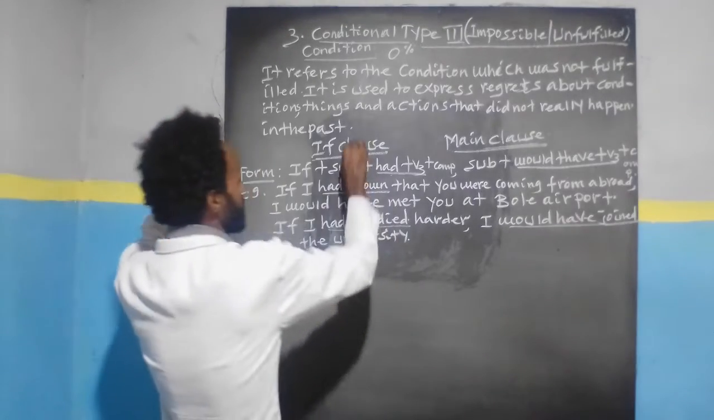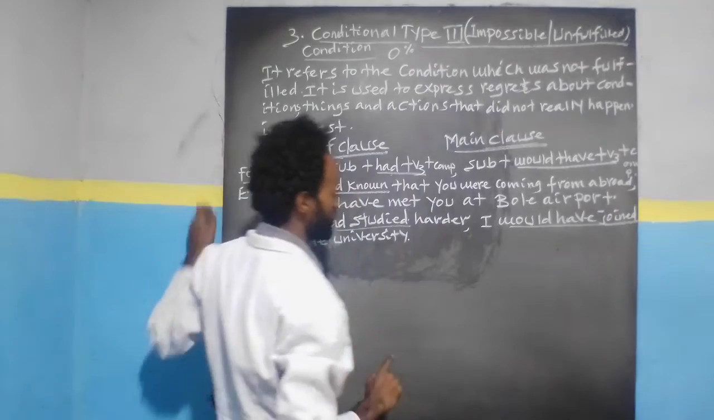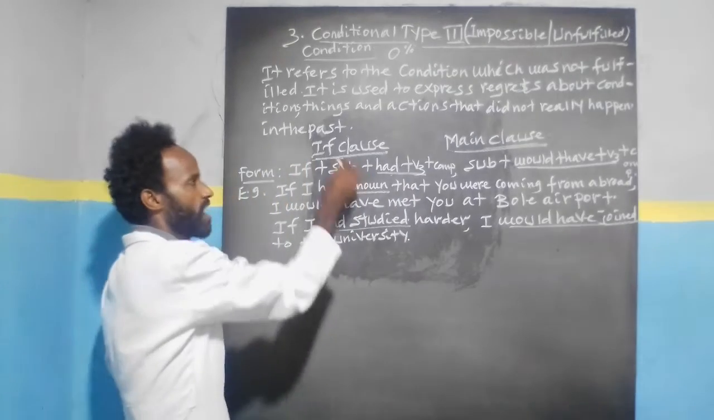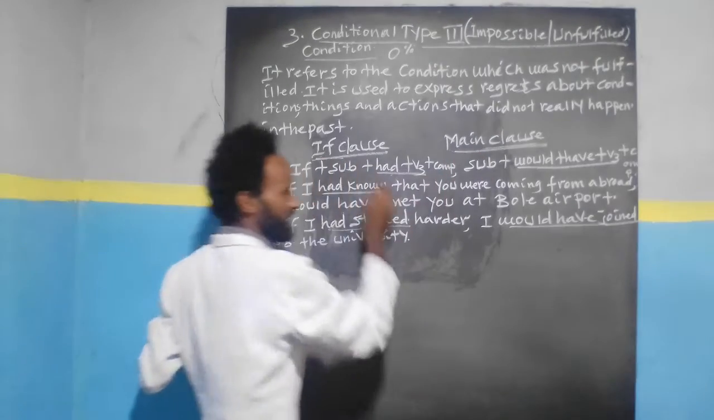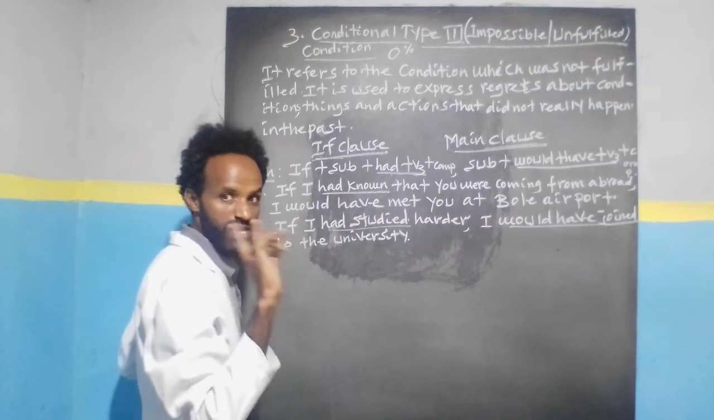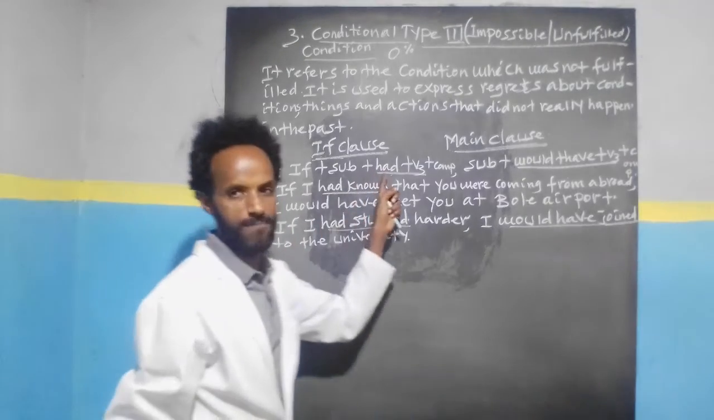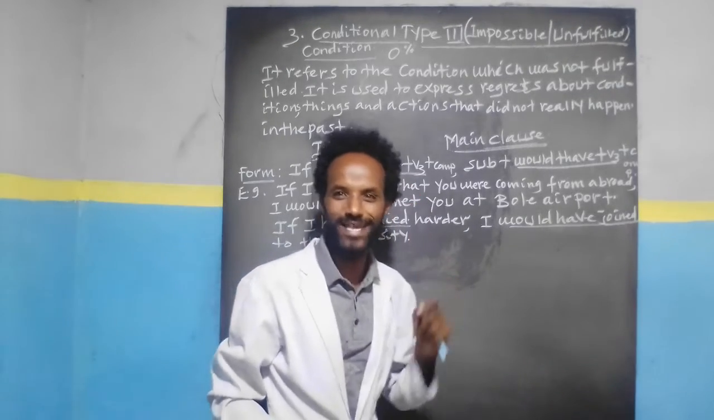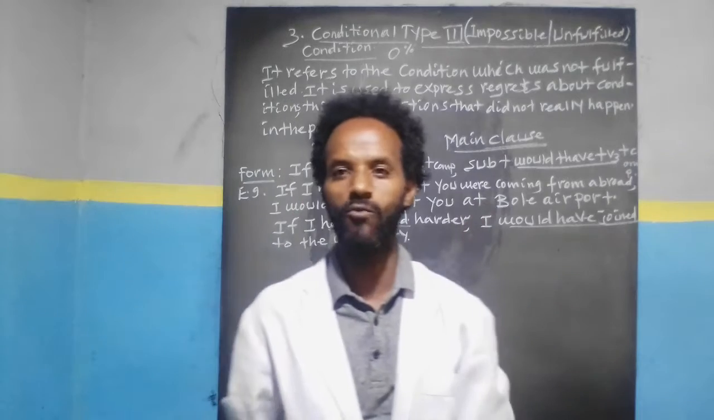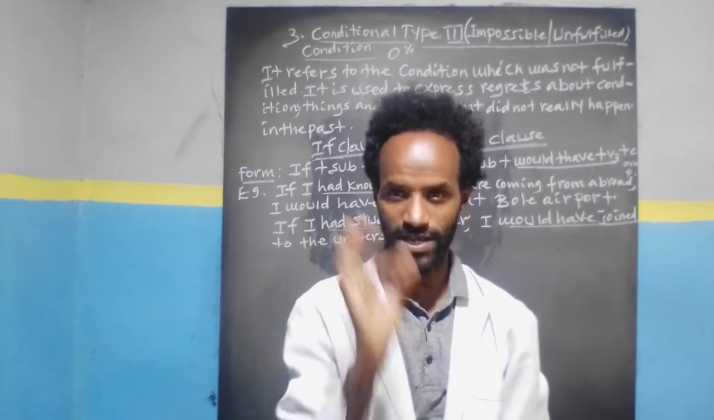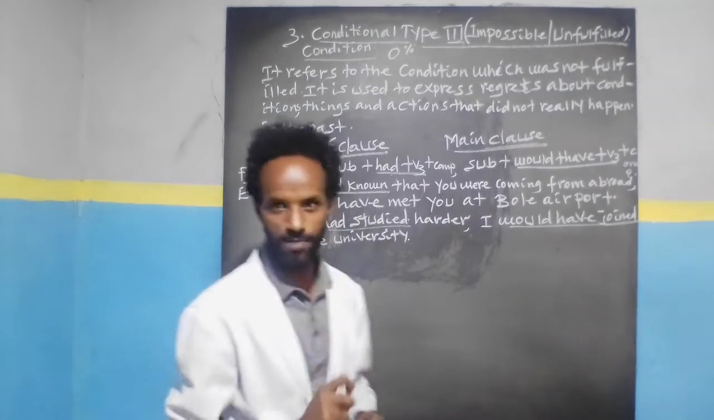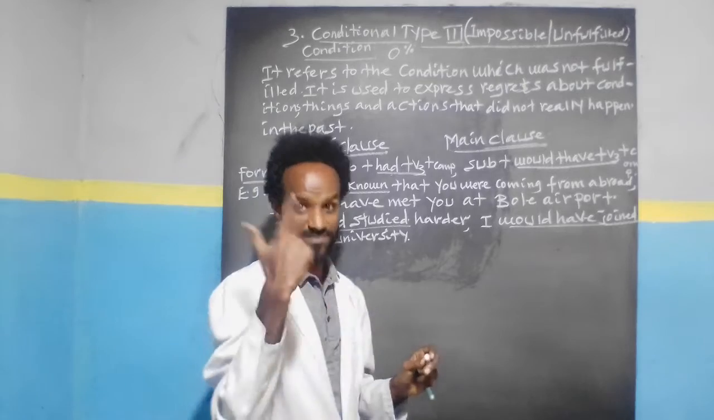So in the if clause for conditional type 3, or impossible condition, as I told you before, you have the if clause and the main clause parts. In the if clause part, the tense we may use in all cases should be past perfect. Past perfect means had plus the past participle. Yes, that is called past perfect.